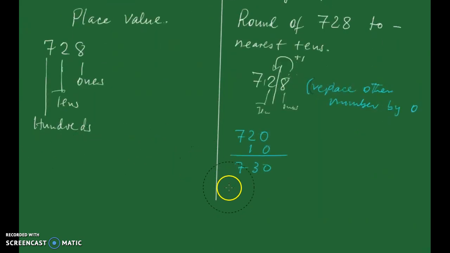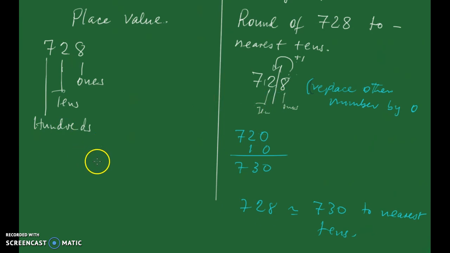Therefore we say that 728 is approximately 730 to the nearest tens. So you see we replaced the other digit by 0, the same as adding 10. I added 1 to the 2 here, and replaced the rest by 0. So 728 goes to 730. We rounded up because this digit here is bigger than 5.